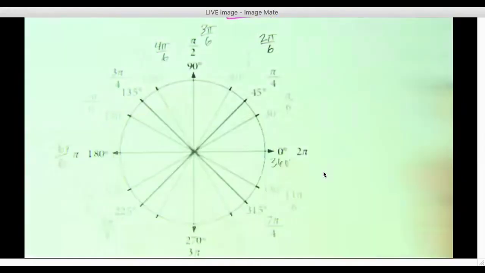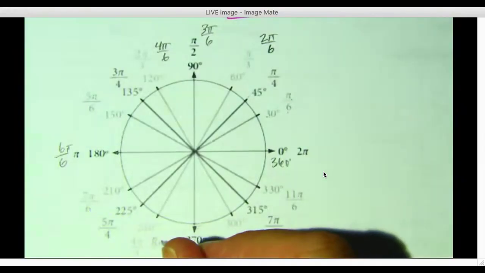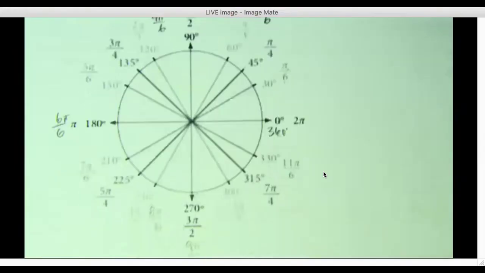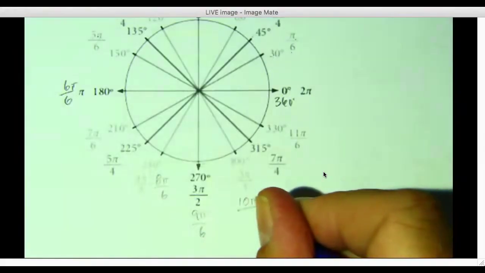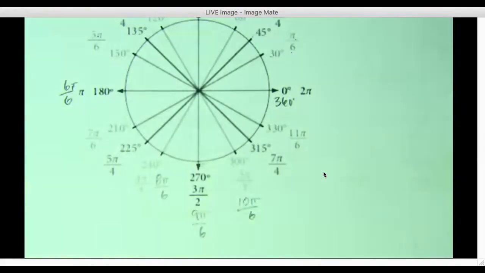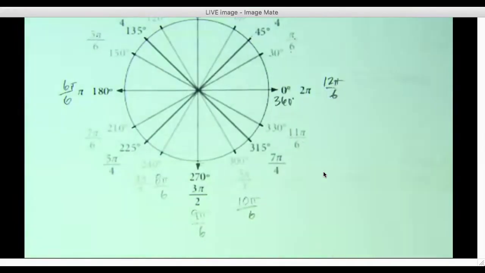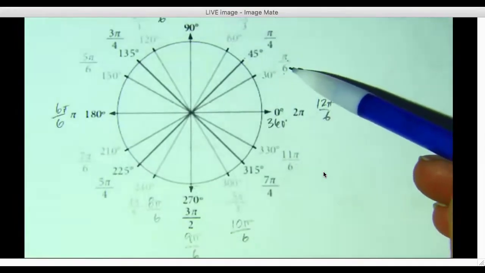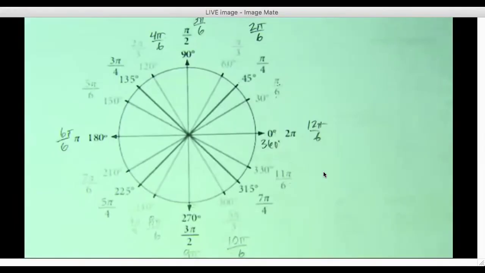5 pi over 6, 6 pi over 6, 7 pi over 6, 8 pi over 6, which reduces to 4 pi over 3, 9 pi over 6, which reduces to 3 pi over 2, 10 pi over 6, which reduces to 5 pi over 3, 11 pi over 6, and 12 pi over 6, which reduces to 2 pi. So we can count by pi over 6, or 30 degrees, adding 1, 2, 3, 4 all the way around. And just like we did with the 45s, I can do the same thing.